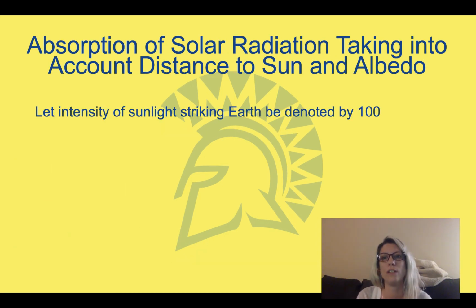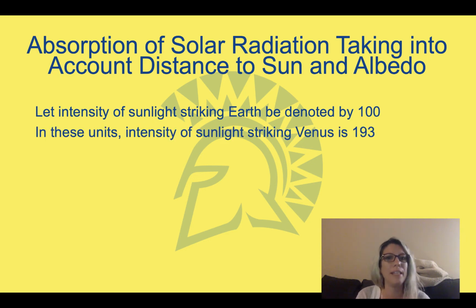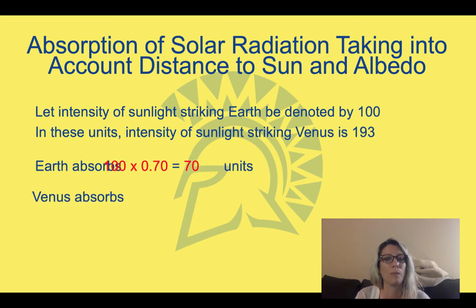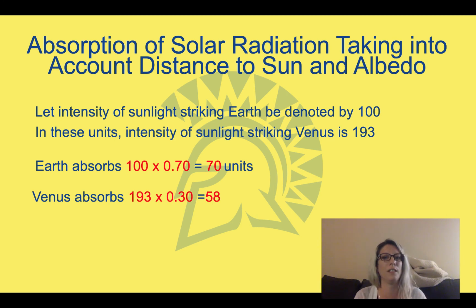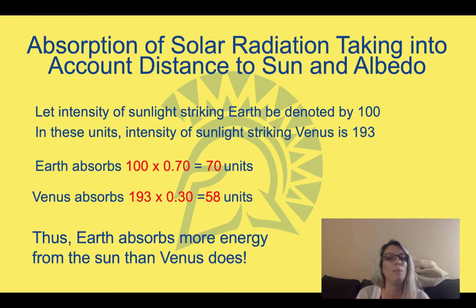Let the intensity of sunlight striking the Earth be denoted by 100. In these units, the intensity of sunlight striking Venus is 193. The Earth absorbs 100 times 0.7, which equals 70 units. But Venus absorbs 193 times 0.3, so that's going to be 58 units. That means that the Earth absorbs more energy from the sun than Venus does. Wait, Venus is closer to the sun, which would mean it'd probably be hotter than Earth, but Earth absorbs more of the sun, which means it maybe would even out in the end.